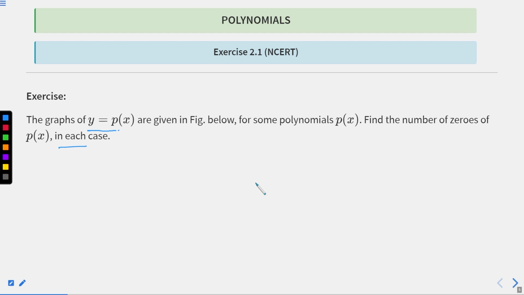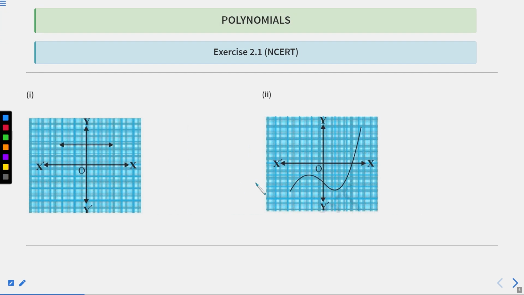Okay, so basically for this exercise we need to check whether the graph of this function y equal to p of x, that is the graph of this polynomial, cuts the x-axis or touches the x-axis. Okay, so let's see the figure. So in figure 1, here we have given this graph. Okay, so this is actually our y equal to p of x.